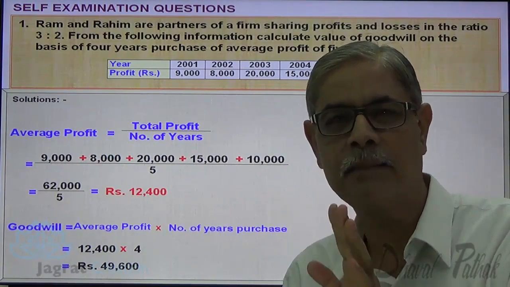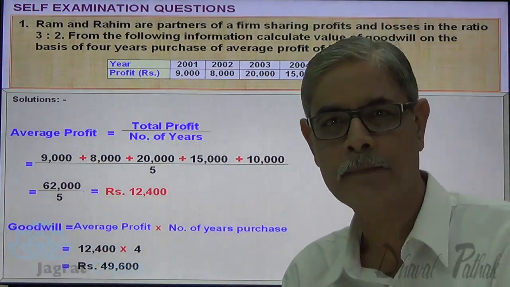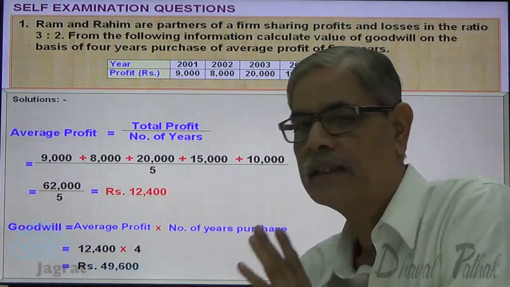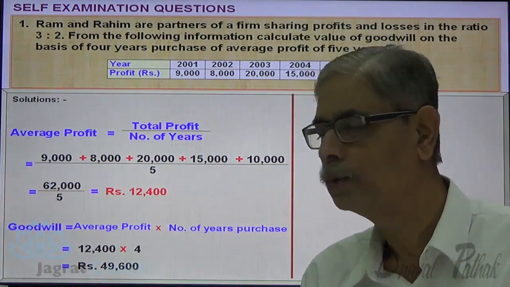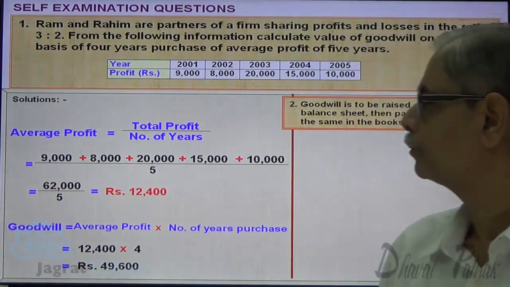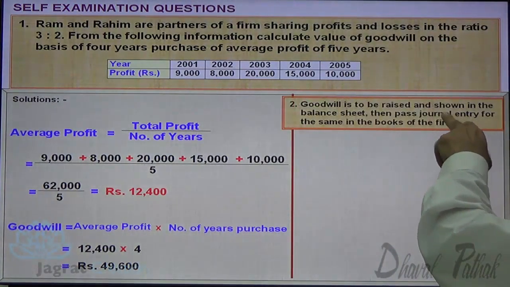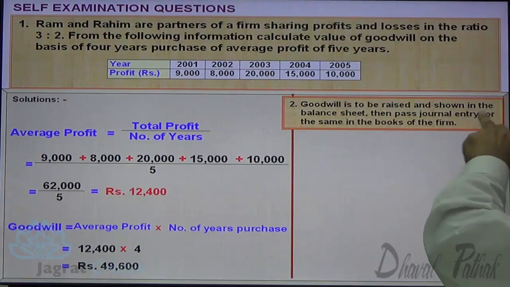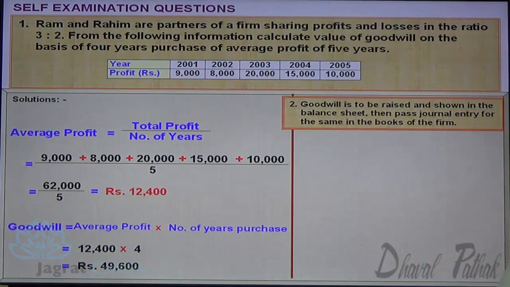Goodwill is an intangible asset. Its valuation is made 49,600. Now, there is next question. Question number 2. Observe. Goodwill is to be raised and showed in the balance sheet, then pass the journal entry for the same in the books.